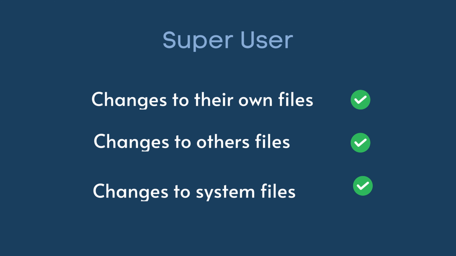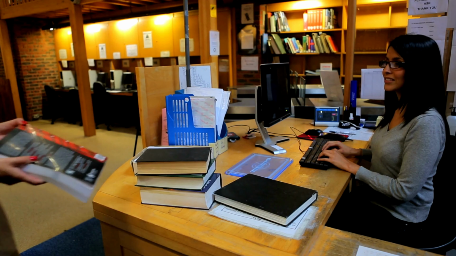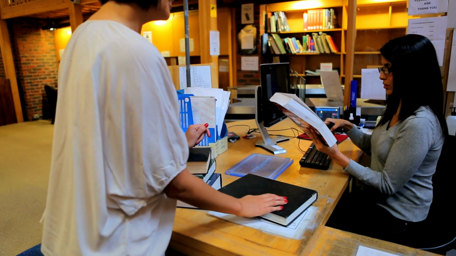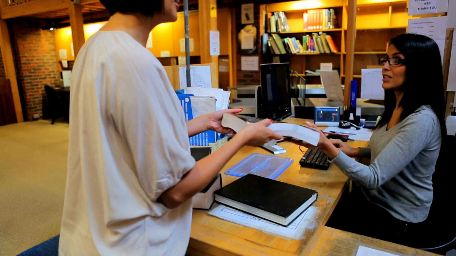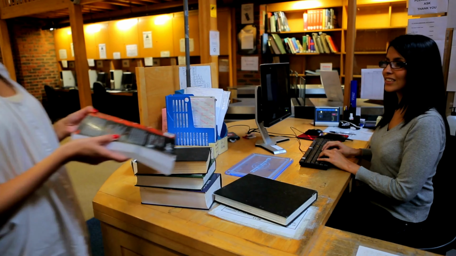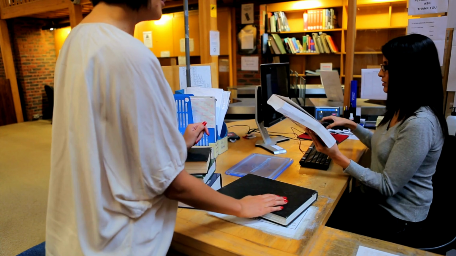So let's understand this in more detail. Let's use the library analogy again. Here the root user is like a chief librarian or a library manager. They have the keys to every room, can add or remove books, make changes to the library structure, and even grant or deny access to members. Similarly, the root user in Linux has the power to change anything and everything.